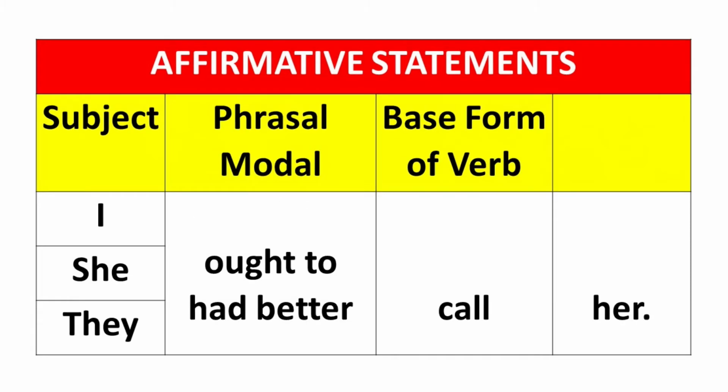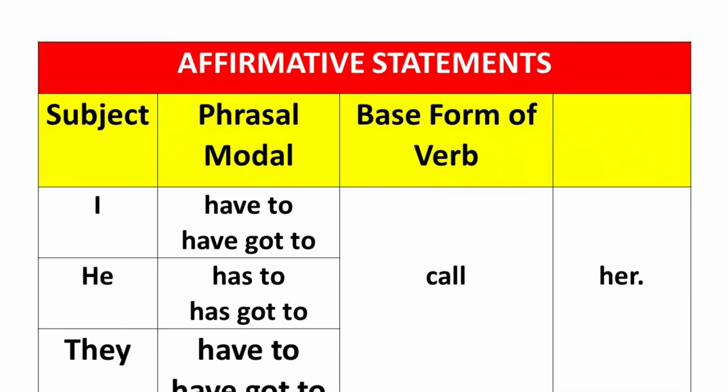Now, let's use a phrasal modal. So we have the phrasal modals such as ought to and had better this time. For example, I ought to call her, or I'd better call her. We also have she ought to call her, or she had better call her. And then you can also use another subject, which is they, followed by ought to or had better, and the base form of a verb.